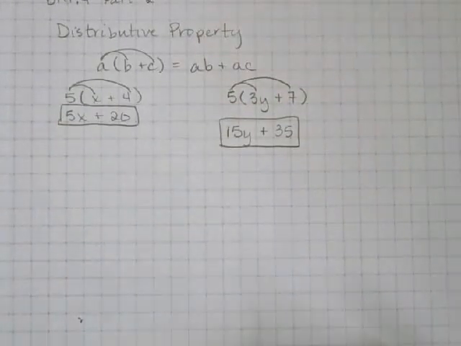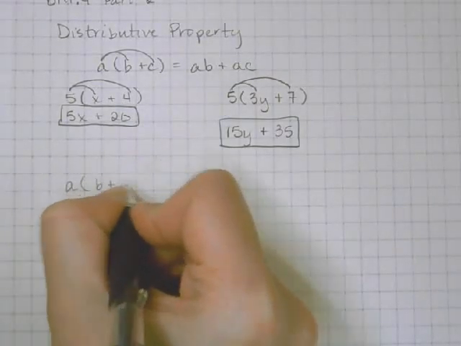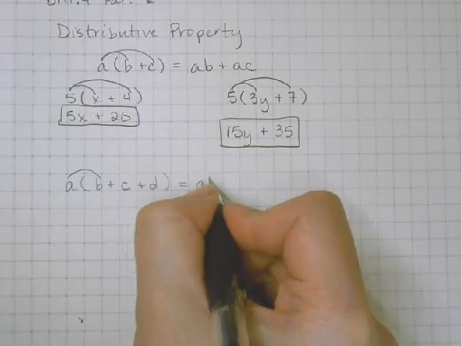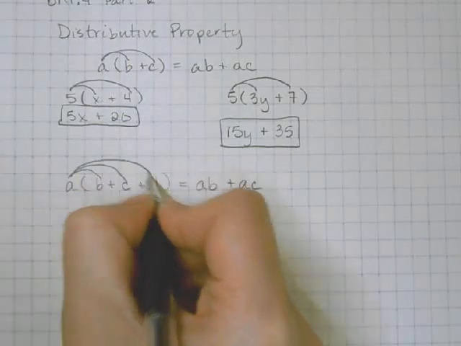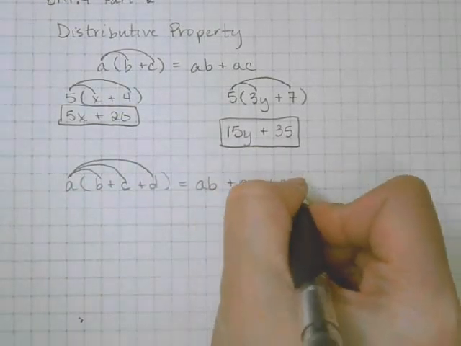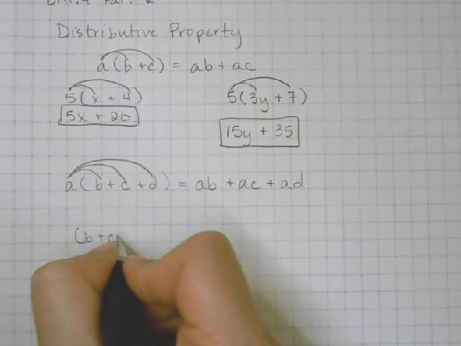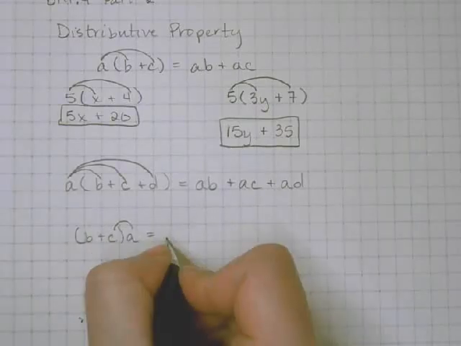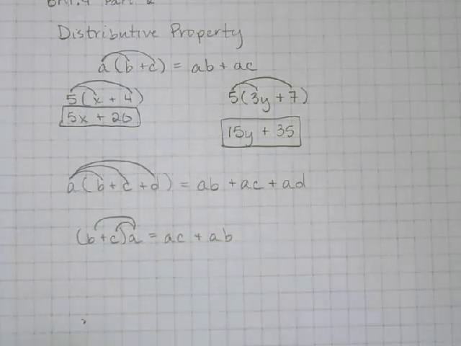This also works, the distributive property also works if I have A times B plus C plus D. We just take one extra step. So AB plus AC, or plus A times C, I should say, and plus A times D. The other thing that's important to know is if I have B plus C times A, if A is in the back, it still works the same way. AC plus AB. So same thing as we've done before, so those are just different forms of it.